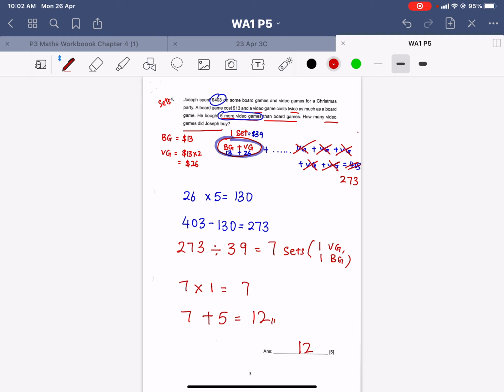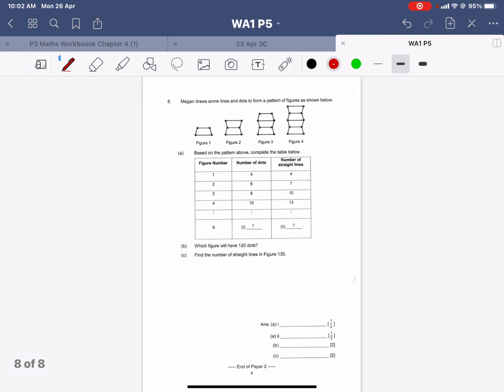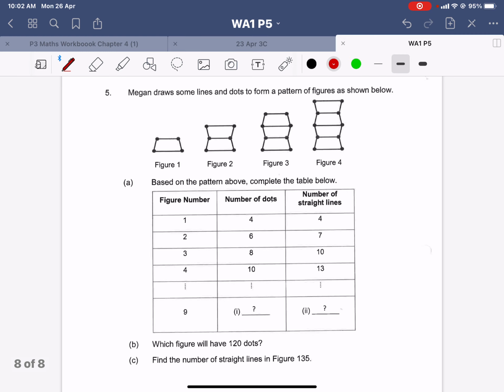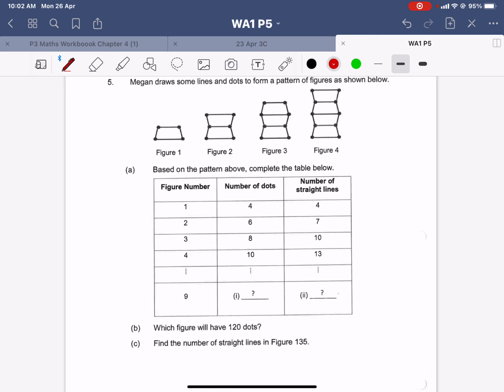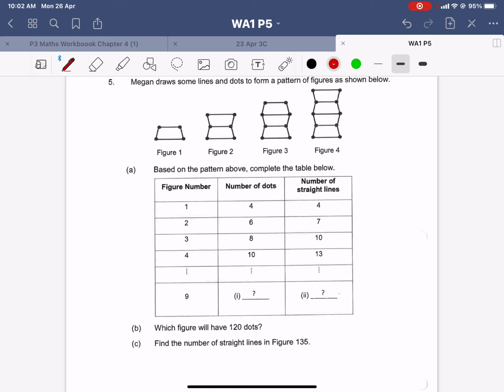Alright, now we come to the next question, last question already, question number 5. This one is about the toothpick that we did at the start of the year. Alright, so usually part A is for you to grab the marks because even if you do not know the pattern, you can simply list it out in order to know what the pattern is. Okay, you can see the pattern is just an addition of 2, right?